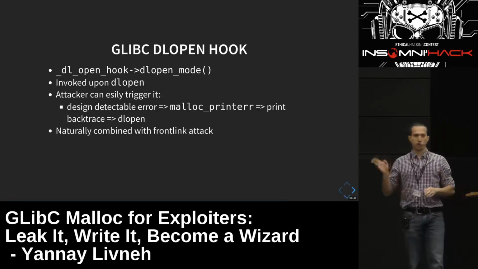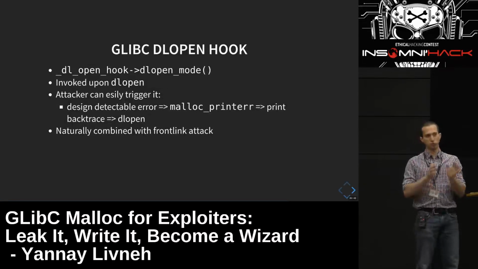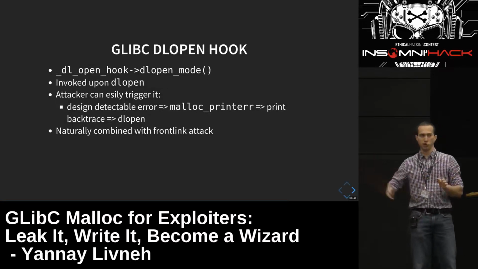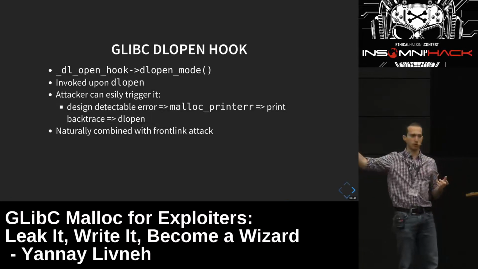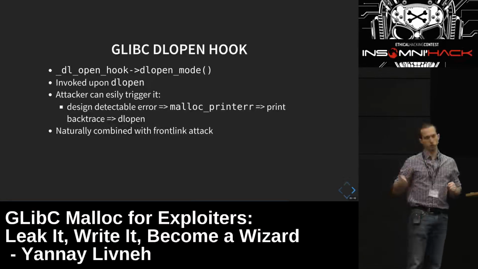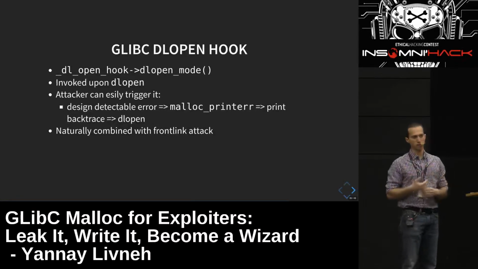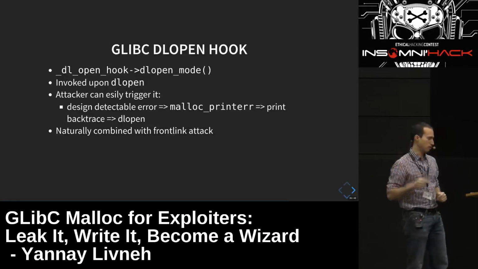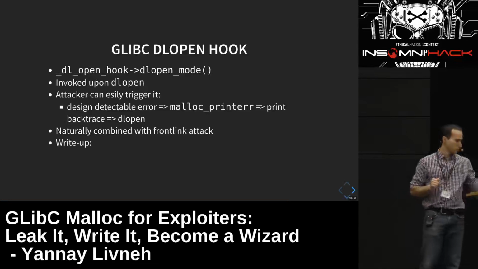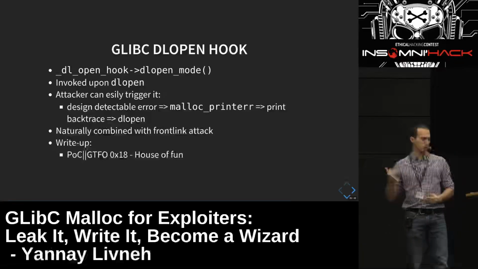It's very naturally combined with the frontlink attack, because if you remember the frontlink attack, it grants you a write of a pointer to user data, where. And this is exactly what you want. You want to write a pointer to a table of functions. You cannot do it with the hooks. The hooks should point immediately to code, right? We have the NX bit. Code is not writable, but you can do it with a virtual table, and DL open hook is a very nice mechanism to do it. If you want to read a write-up, it will also be part of my upcoming POC GTFO write-up.